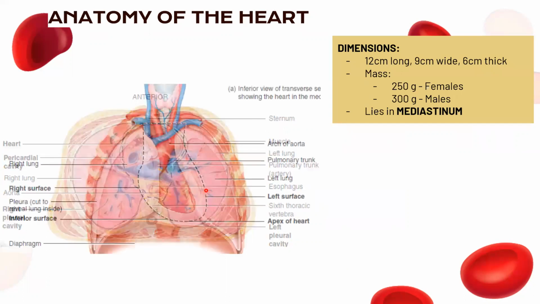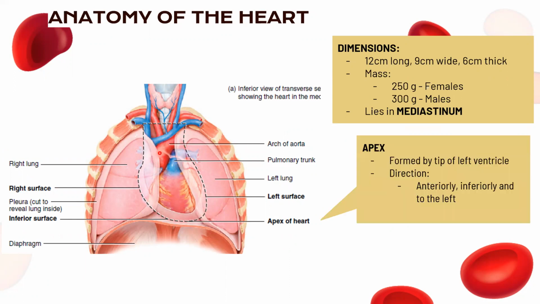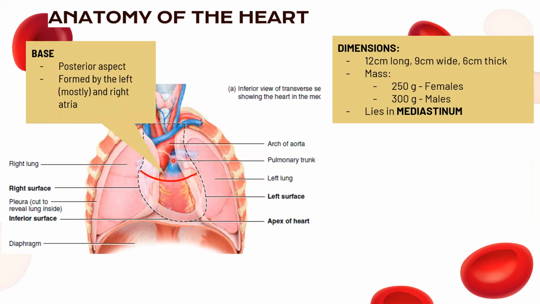You could see here the heart in between and is like hugged by the lungs. Here's your heart. Here is the base and apex of the heart. Base of the heart would be here. The apex of the heart, this one, is formed by the tip of the left ventricle, and the direction is anterior, inferior, and towards the left. Here, the base is formed mostly by the left and the right atria. Right and left atria.